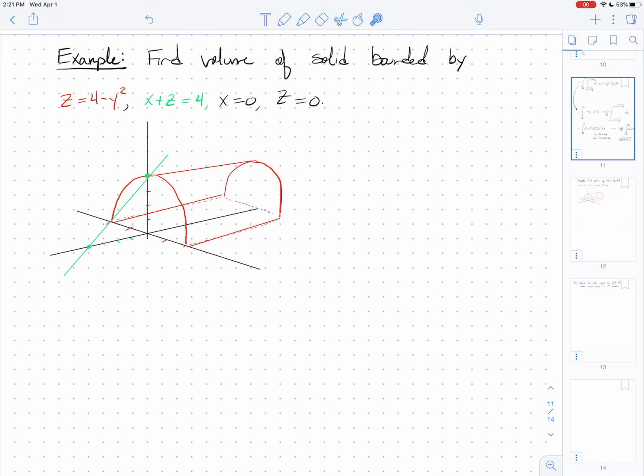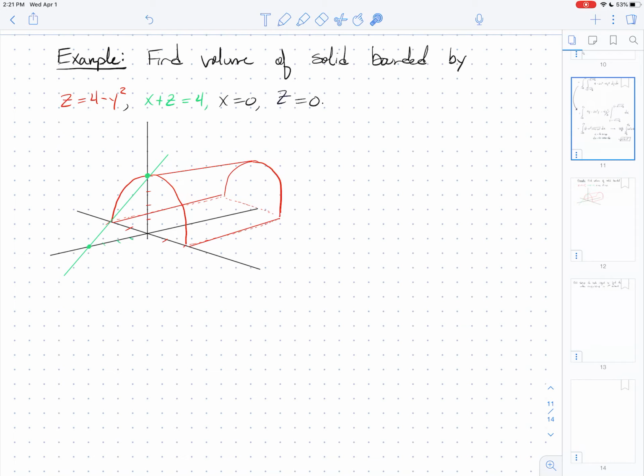X equals 0 is right here, so you've got to be above the xy plane. We want to be bounded by x equals 0. And then I'm not sure yet, are we going to be on this side or this side? Actually, I can tell we're going to be over here. But I wanted to start with the cylinder, z equals 4 minus y squared.